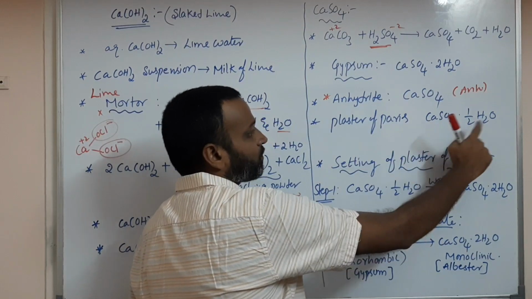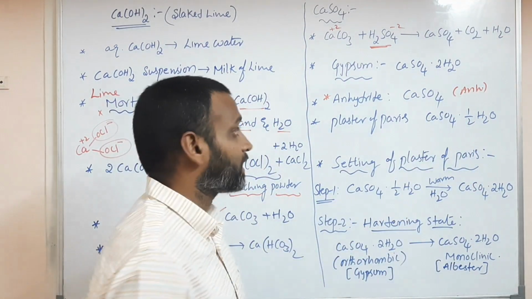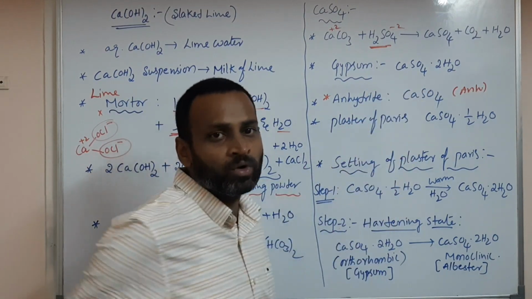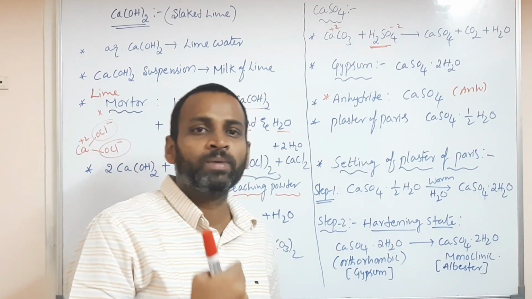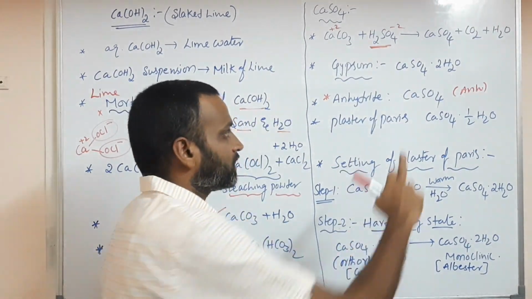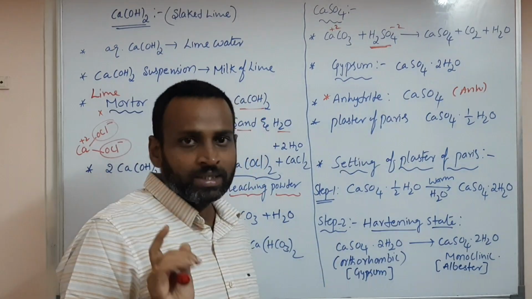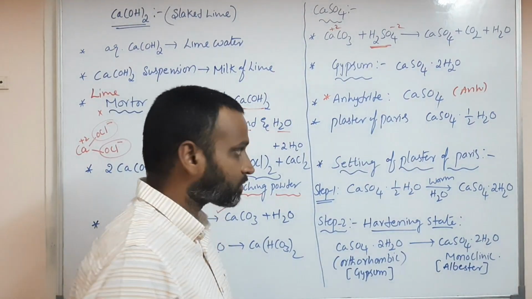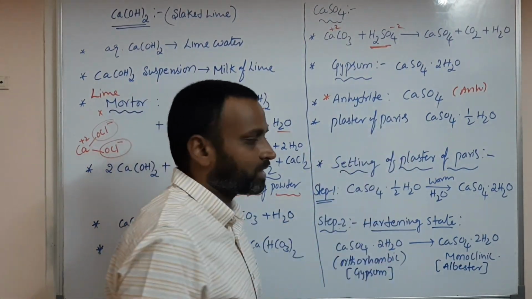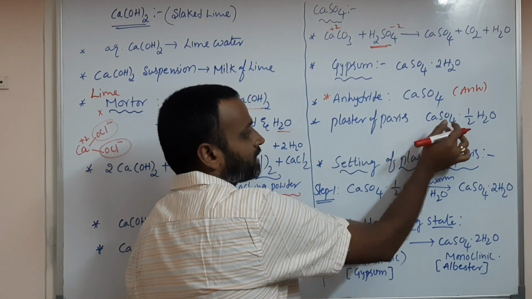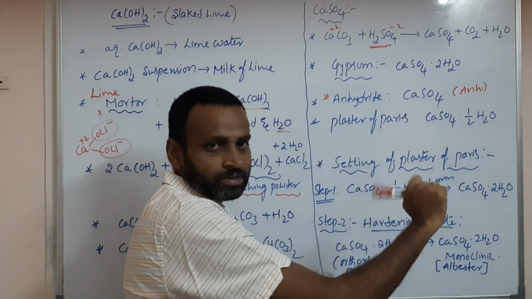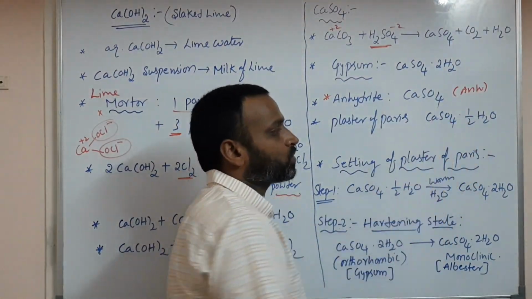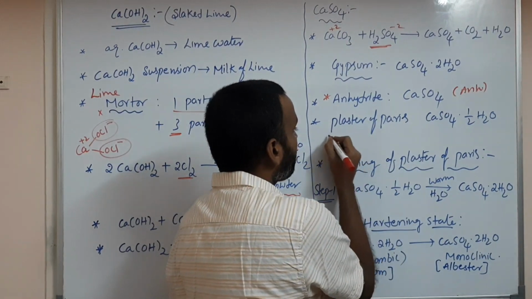Plaster of Paris is CaSO4.½H2O. Gypsum has 2 forms, orthorhombic and monoclinic. The monoclinic form is more stable. So gypsum is CaSO4.2H2O, I repeat; to remember, it is dihydrated calcium sulfate. And what is plaster of Paris? It is hemi or semi-hydrated. Semi means half, so half H2O. Semi-hydrated, you can write.